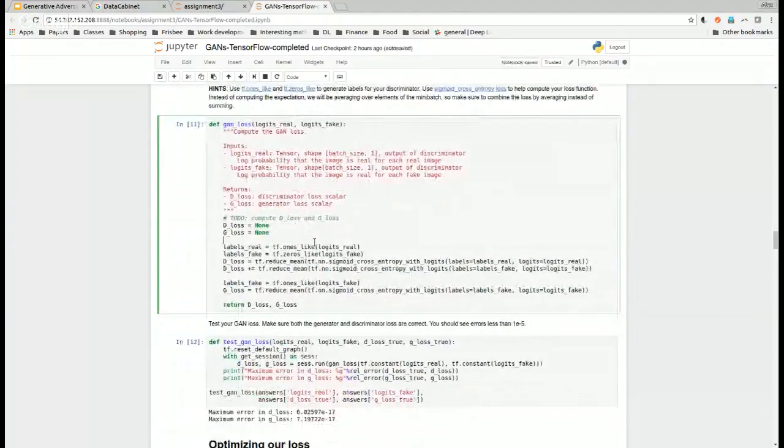Now we define our GAN loss. The way to do this is to remember that we have P of data and P generated. Our P of data is represented by our empirical samples from our data distribution, so it's basically our data mini batch. Our generated data is going to be, we take our noise samples and pass them through our generator, and that's our generated samples.